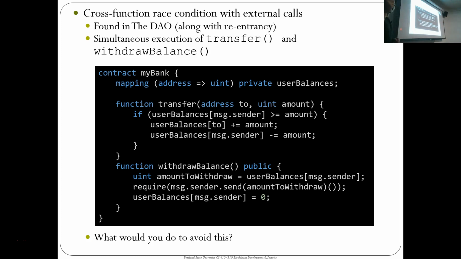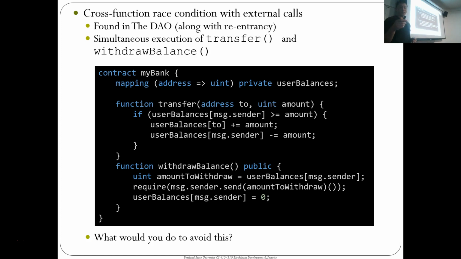People were saying it had this really bad reentrancy bug, but after the person wiped out the contract, they also found that this could have wiped the contract out as well. Simultaneous execution of both the transfer and the withdrawal can allow you to double spend, or double withdraw, basically. Okay, so what would you do to avoid this? What kinds of things in computer science would you do?